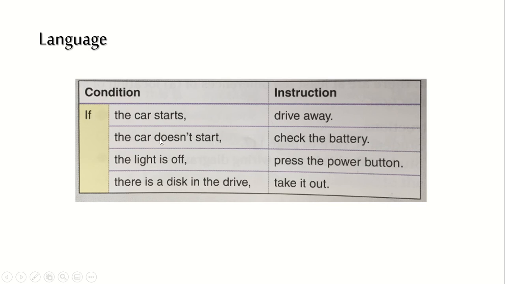If the car doesn't start, check the battery. If the car doesn't start, also we used doesn't because the car is singular, check the battery. If the light is off, is in the present and it's singular because the light is singular, press the power button. If the light is off, لو الضوء مش مفتوح, press the power button. اضغط على زر التشغيل. If there is a disk in the drive, take it out. هنا بنتكلم على الكمبيوتر. لو في ديسك في الدرايف شيله, خرجه بره. If there is a disk in the drive, take it out. We used is because a disk is singular also.